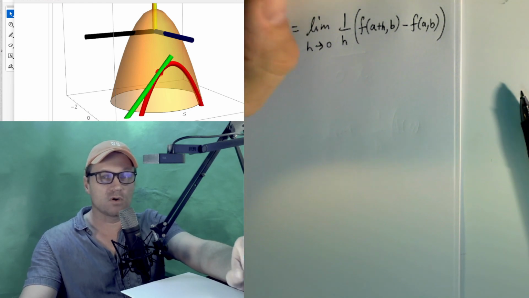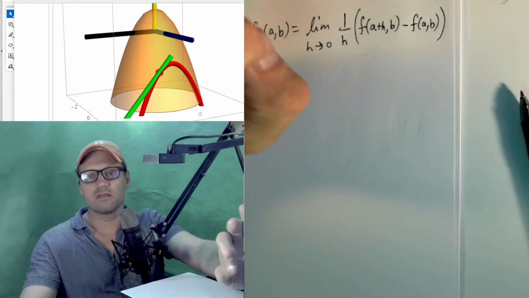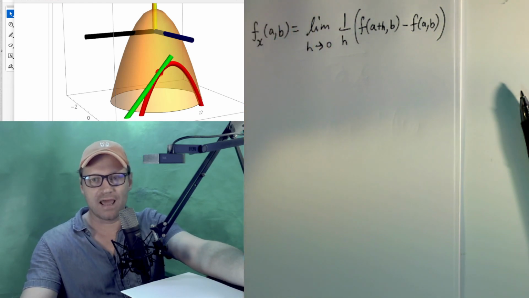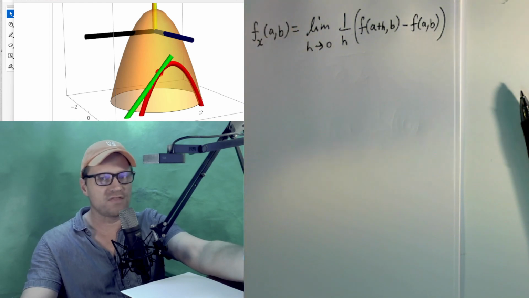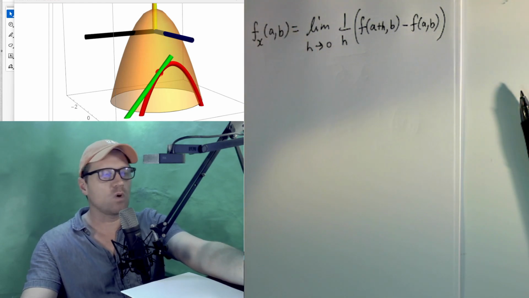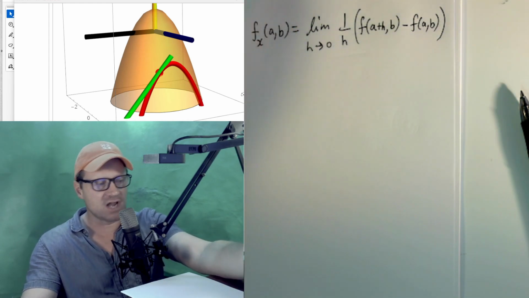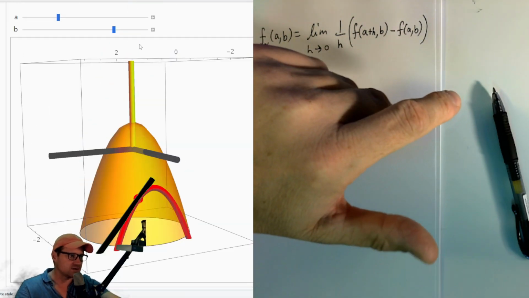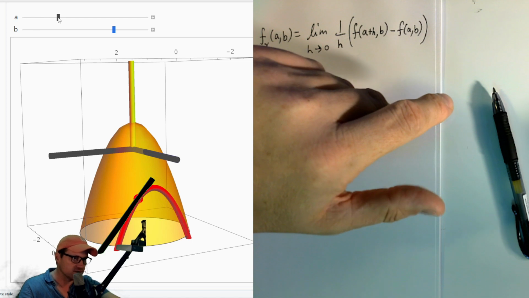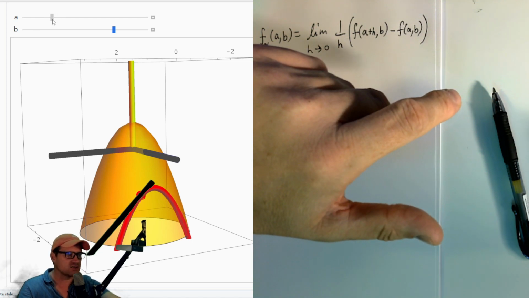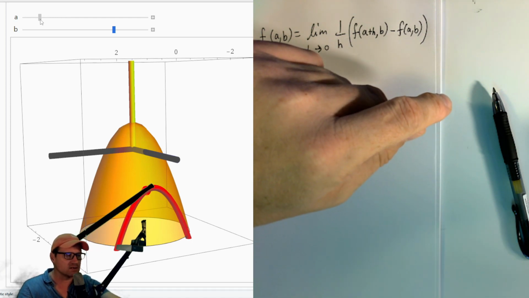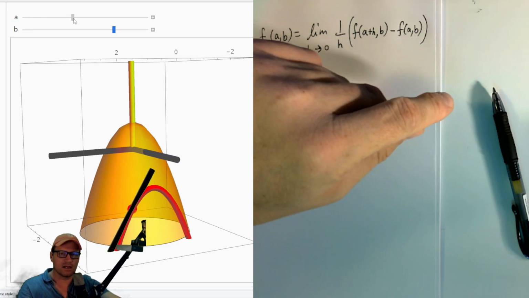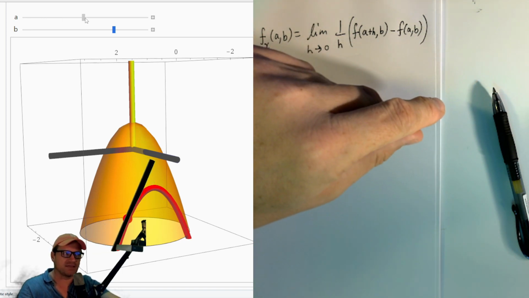Okay, and so what I'm going to do is describe the process of calculating a partial derivative with respect to x together with what that means. All right, so to understand what that means, let's change view so you can see this a little bit better, and let's change some of the parameters here. So as I change the value of the point, I can calculate the slope of a tangent line at that point.